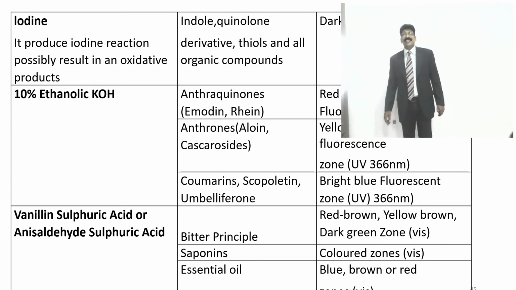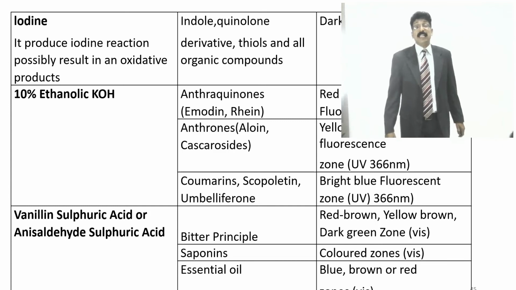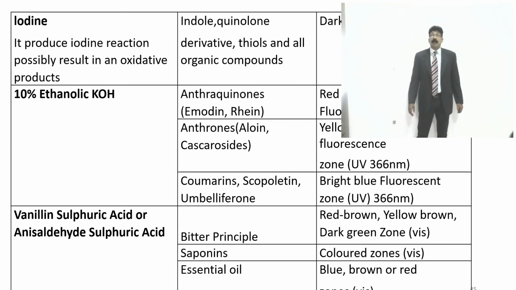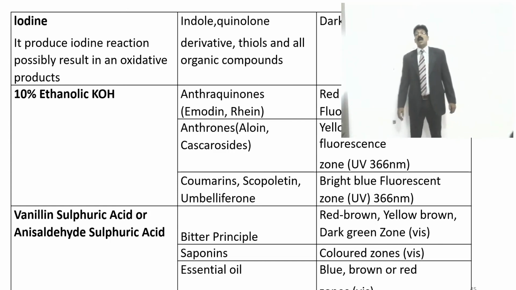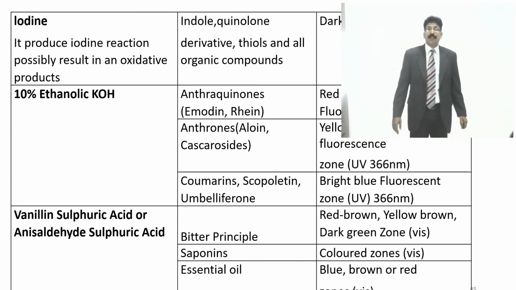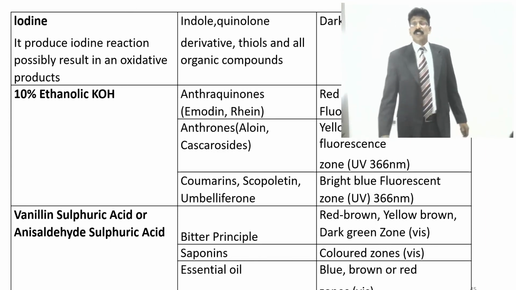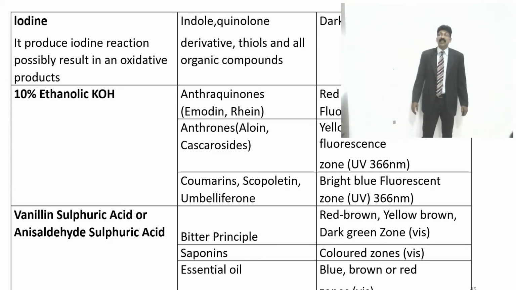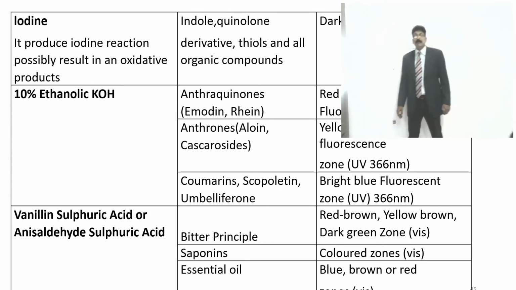And then you will also see vanillin-sulfuric acid and anisaldehyde-sulfuric acid, with which bitter principles can be seen. Red, brown and yellow-brown, dark green zones can be seen in the visible region, and also for saponins, color zones can be seen in the visible region, and essential oils show blue, brown or red zones in the visible region.